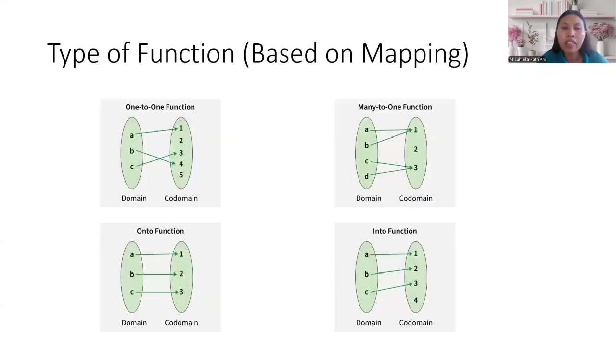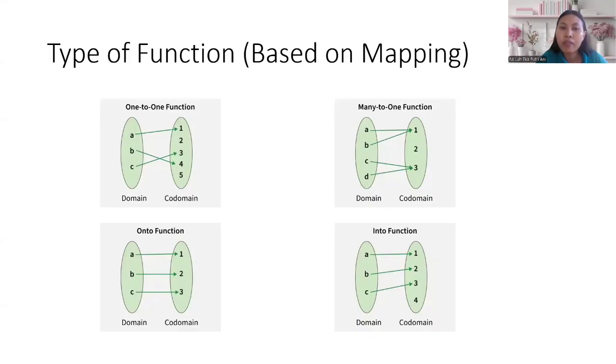Okay, types of a function based on mapping. There are several types of a function in math. Now, some of the important types are one-to-one, or we can call injective function. A function f: X to Y is said to be one-to-one if the images of distinct elements of X under f are distinct. Now, this f is one-to-one if f of x1 equals f of x2.